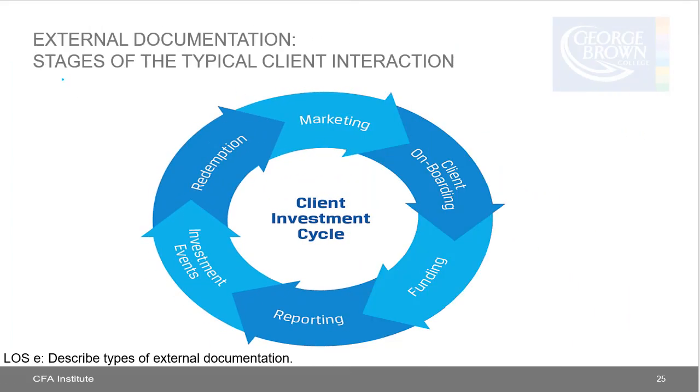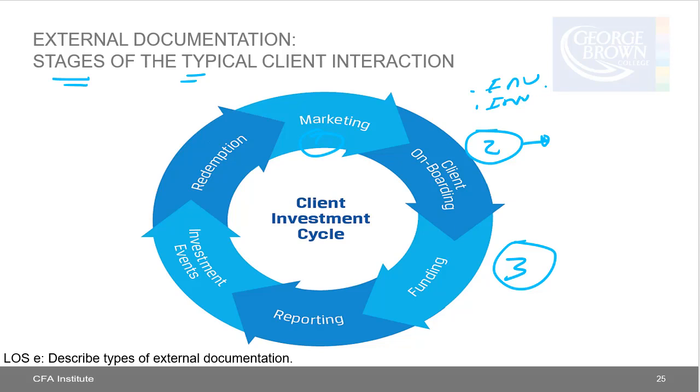So this next slide is going through an example of some different stages of the typical client interaction and then focusing on some of the external documentation. So in the 3 slides after this, we're going to be looking at marketing, then client onboarding, and funding in more detail and some of the documents at those stages. Now remember, the client onboarding, we looked at that in the chapter on investor needs and the chapter on investment management, okay?